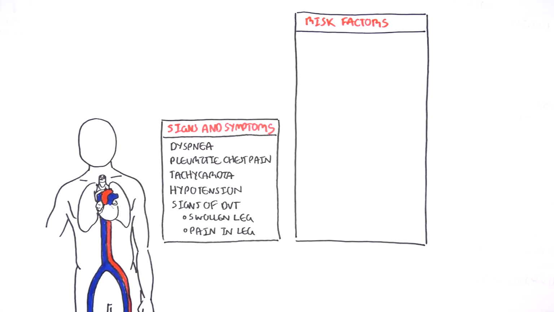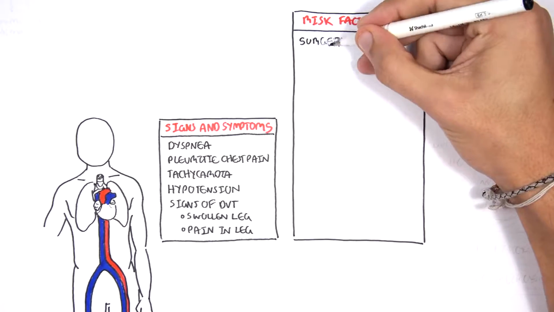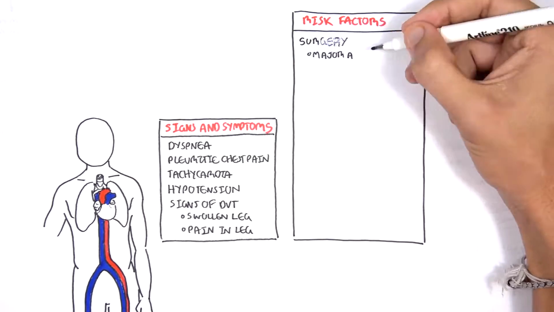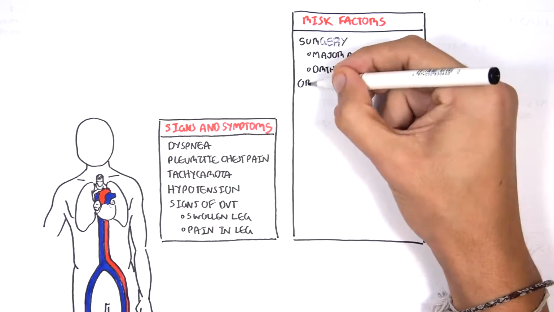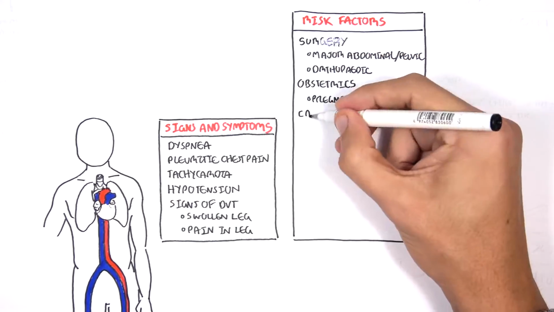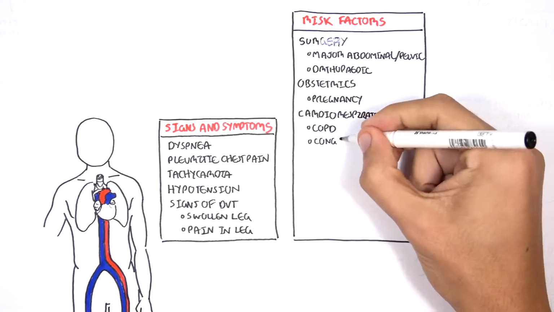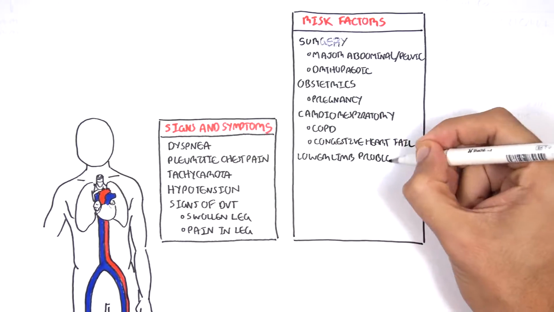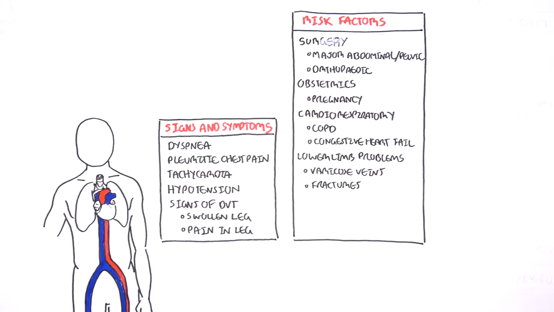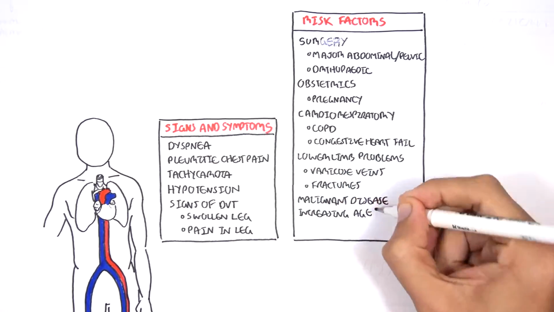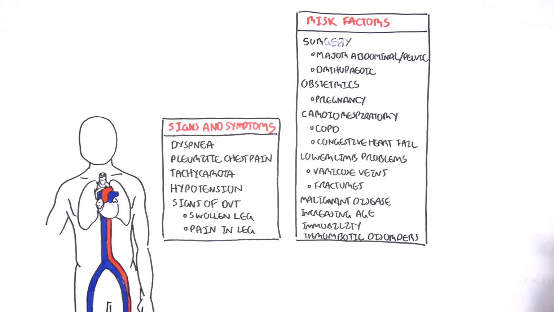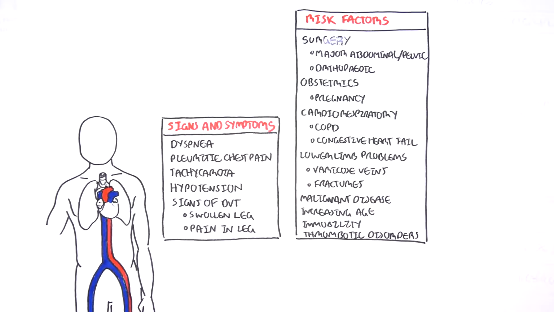But there are other risk factors that can lead to pulmonary embolism, and these are surgery, such as major abdominal and pelvic surgeries, orthopedic surgeries, obstetrics, such as pregnancy, cardiorespiratory problems, such as COPD and congestive heart failure, lower limb problems, such as varicose veins, fractures, malignant diseases, increasing age, immobility, and lastly, thrombotic disorders. So these are the risk factors that can lead to pulmonary embolism or pulmonary emboli.